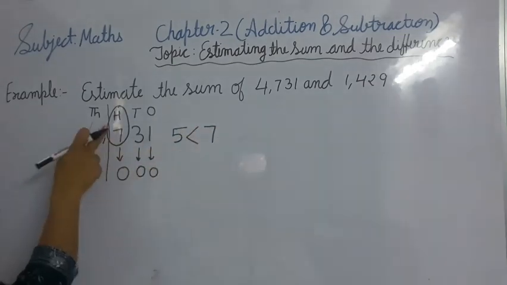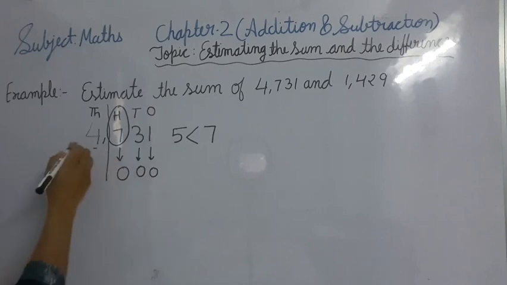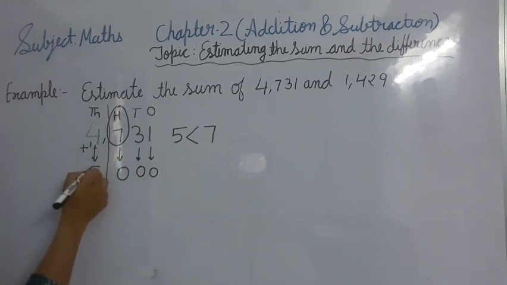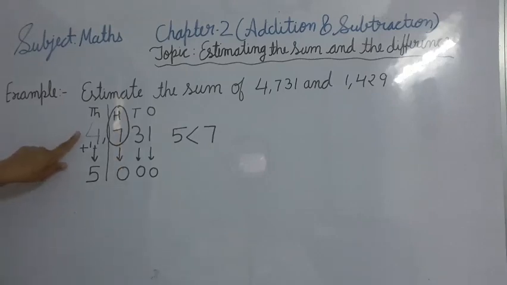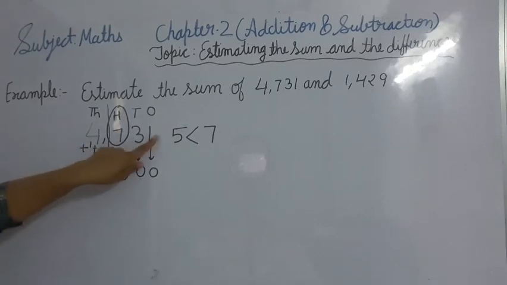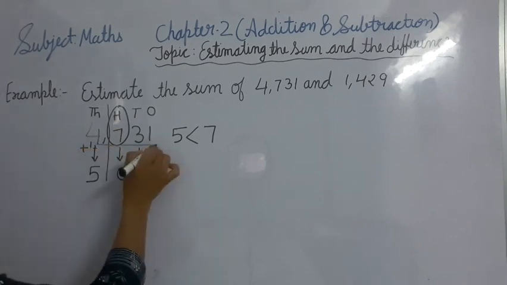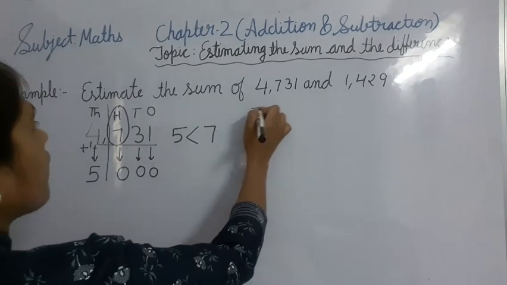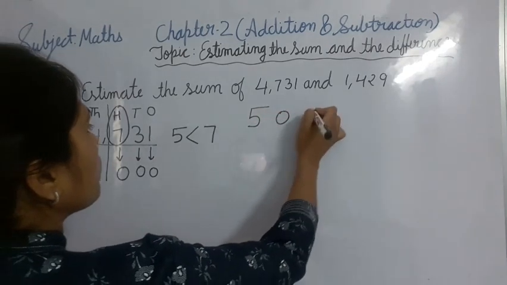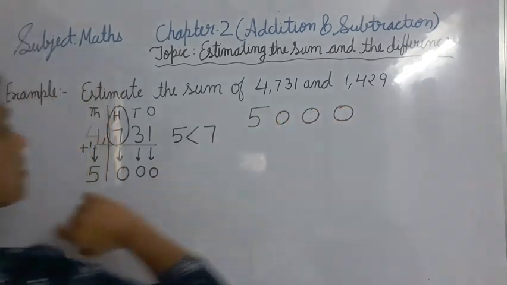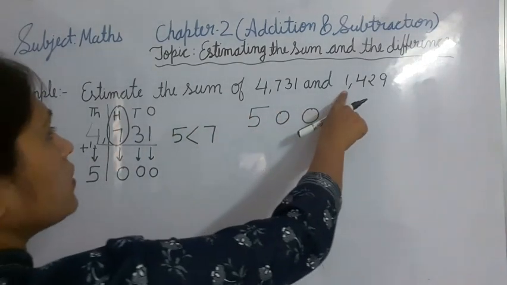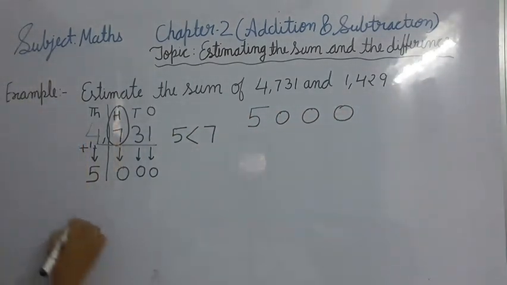Yes, it means we have to round up this number. It means we need to add 1 here. So what will come here? 5. So when you round off to the nearest 1000, you will get 5000. And in place of this number, now what will we write? 5000. And what is the second number? 1429.